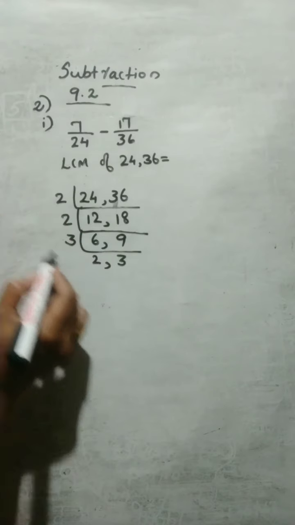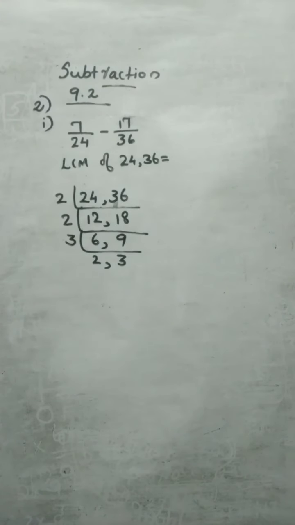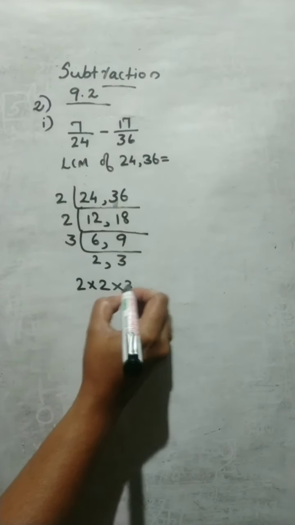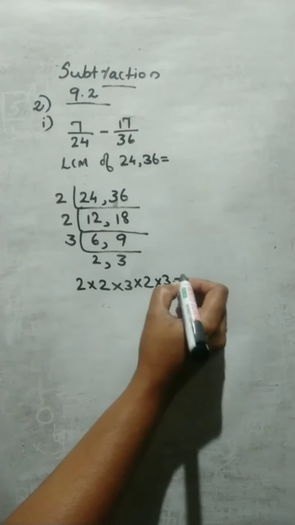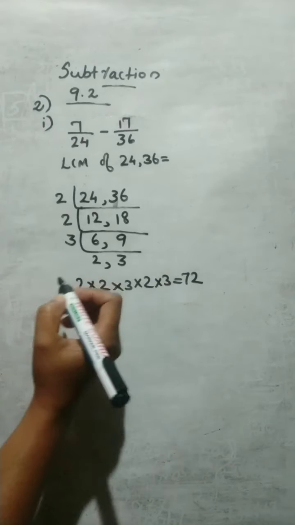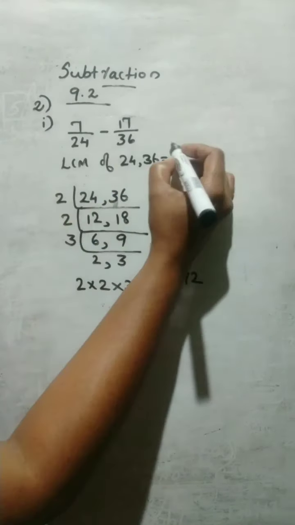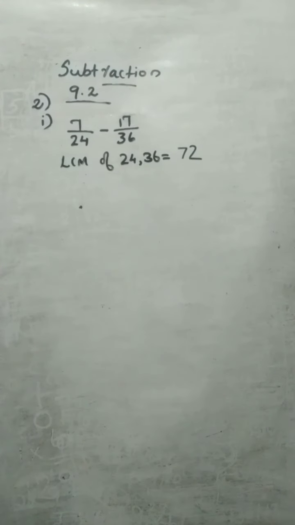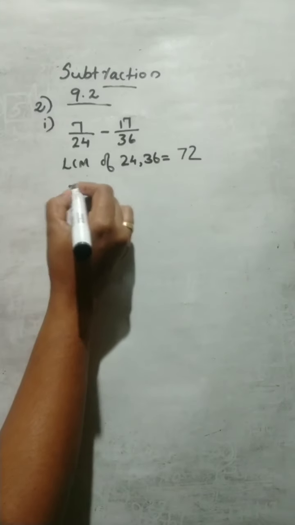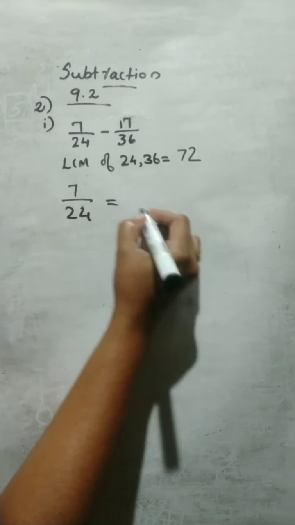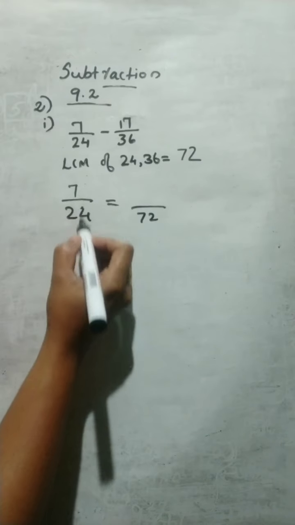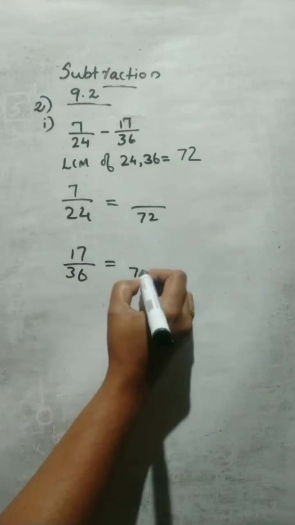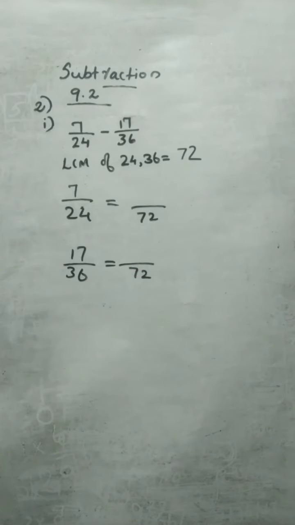After that we have to multiply all these prime factors. 2 times 2 times 3 times 2 times 3 is equal to 72. So we can say the LCM of 24 and 36 is equal to 72. Next step is we have to convert these given fractions, 7/24 and 17/36, into fractions with 72 as the denominator.